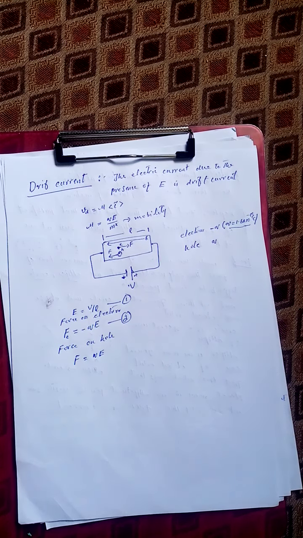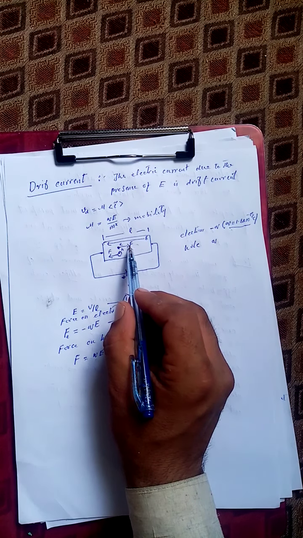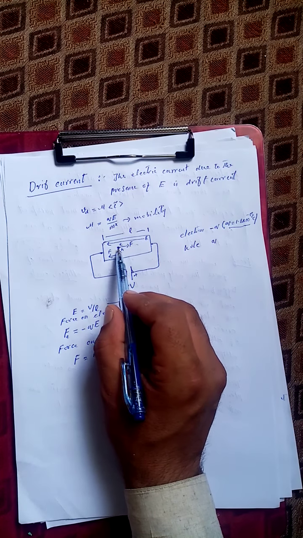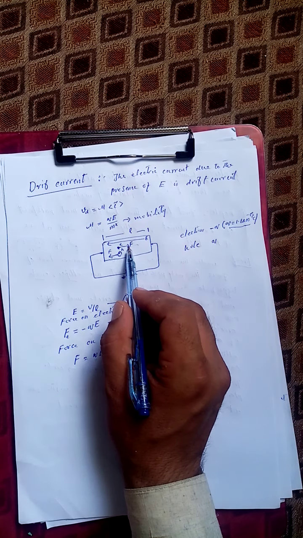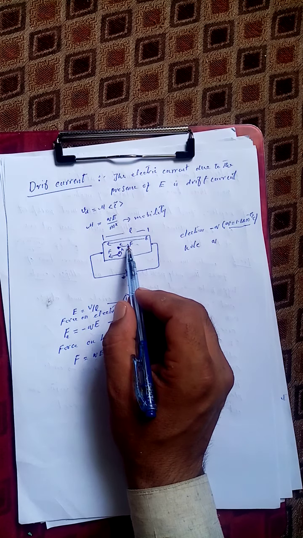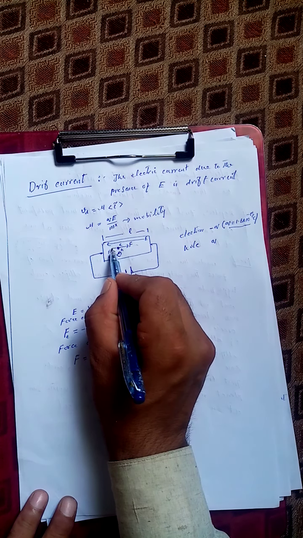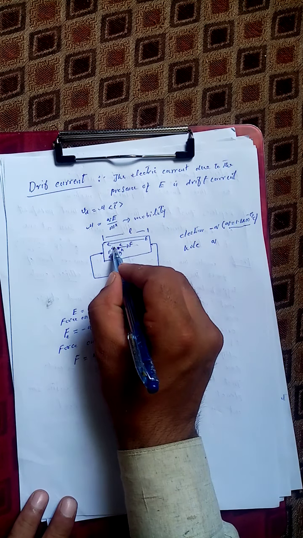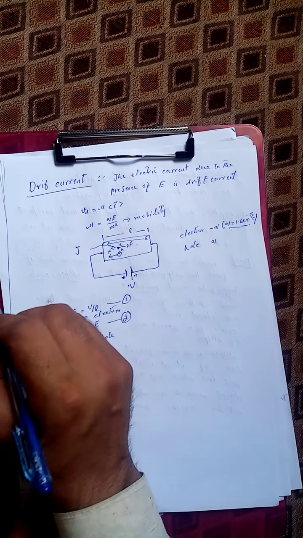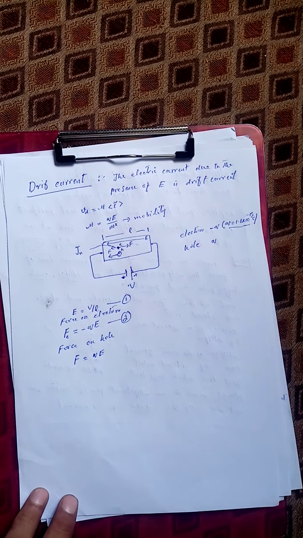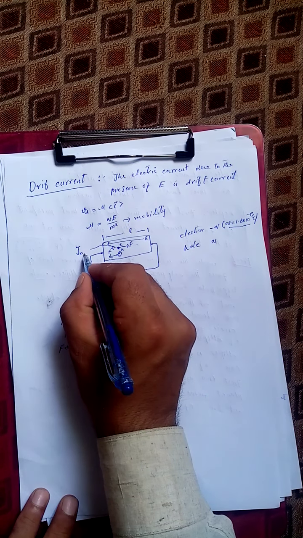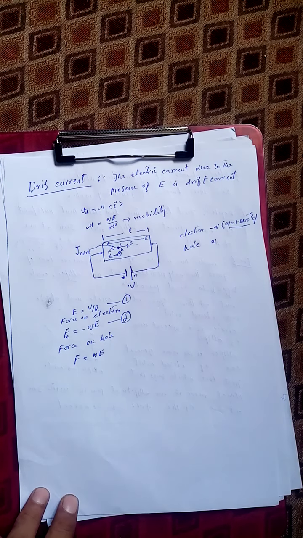Now the current due to the flow of electrons is in a direction opposite to the direction of flow of electron, because we know that the conventional current direction is opposite to the electron flow. So this is the direction of current due to electron, and I call it Jn. N is for electron, which we call drift current, Jn drift, because it's because of electric field.